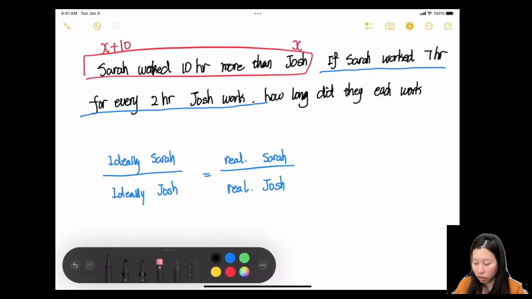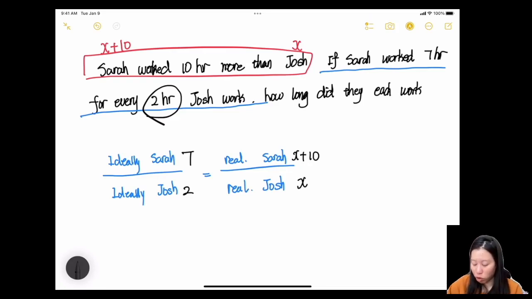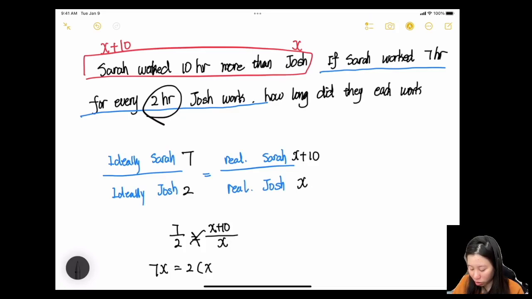So ideally, Sarah works 7 hours, and ideally, Josh worked 2 hours, right? But in reality, Sarah works X plus 10, whereas Josh works X. So that's the proportion. We have 7 over 2 equals X plus 10 over X. Now we solve for X by cross multiplying. We have 7X equals 2 times X plus 10.